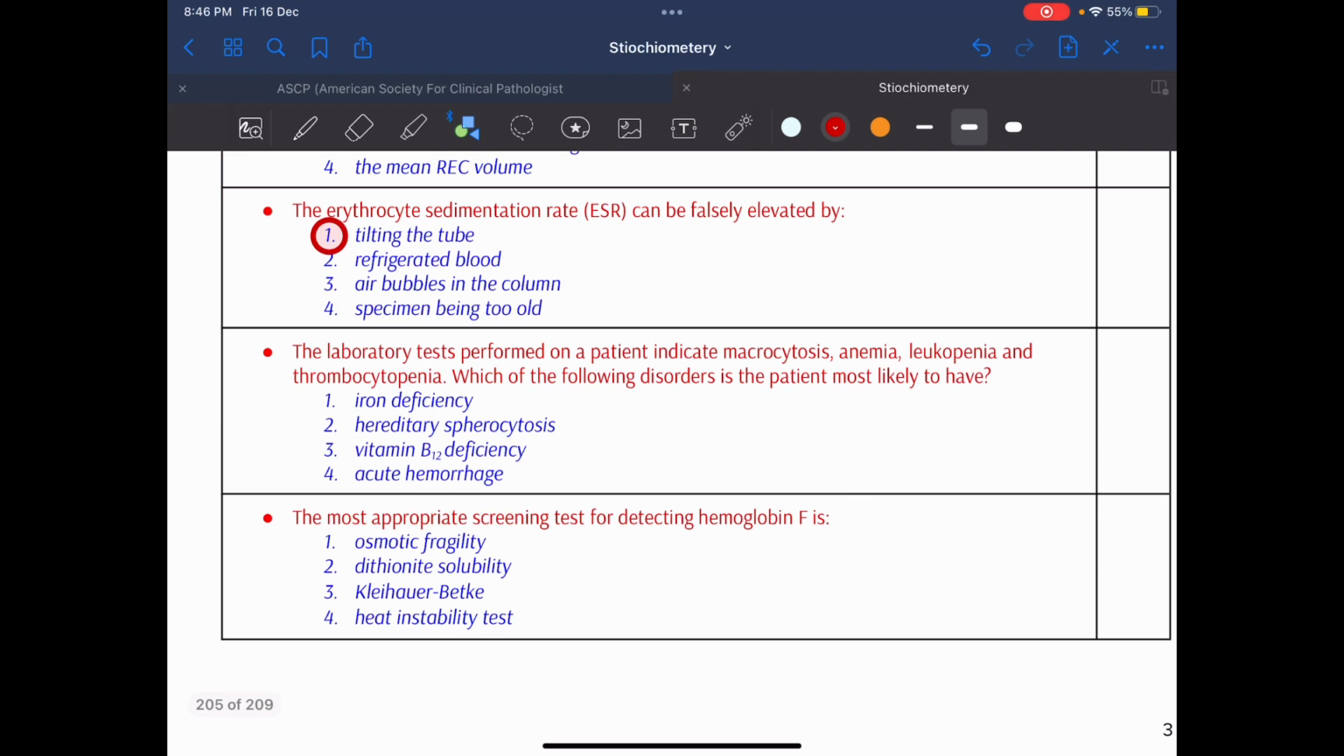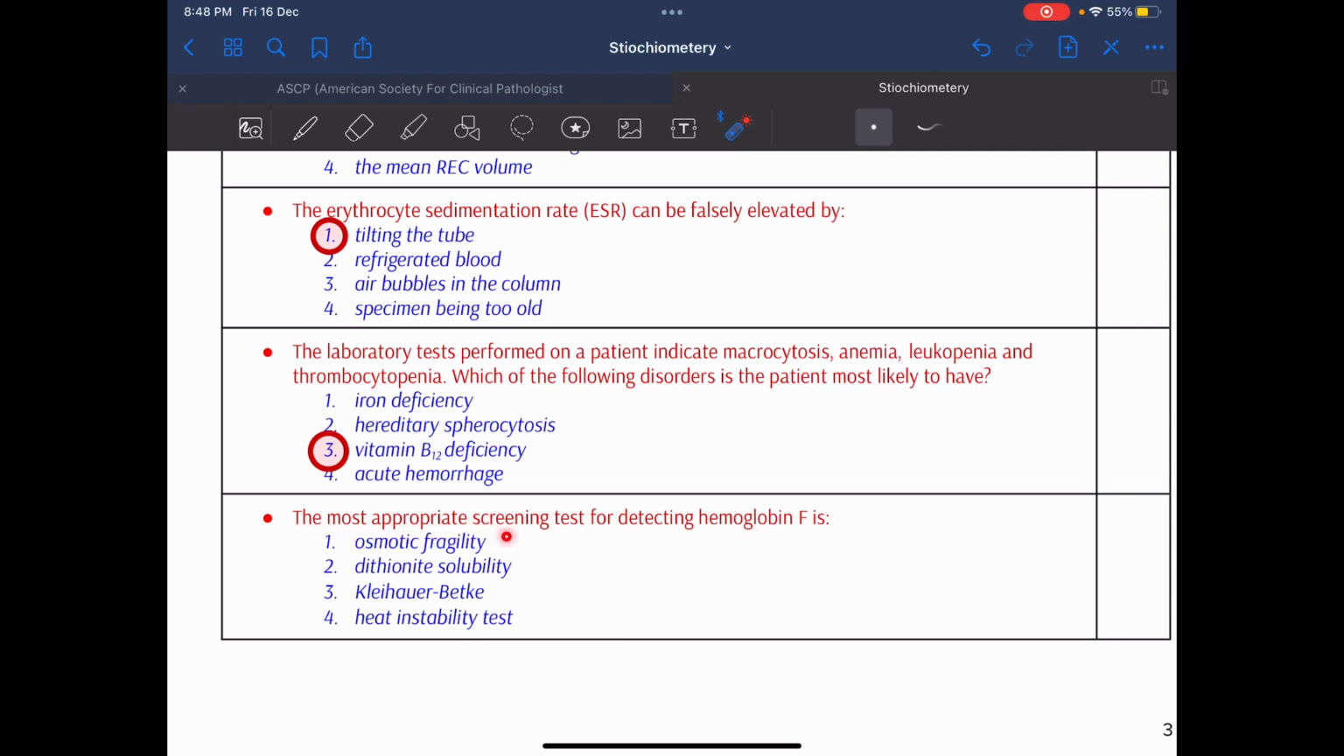Next question. The laboratory tests performed on a patient indicate macrocytosis, anemia, leukopenia, and thrombocytopenia. Which of the following disorders is the patient most likely to have? Iron deficiency, hereditary spherocytosis, vitamin B12 deficiency, acute hemorrhage. The correct answer is vitamin B12 deficiency. Next question.